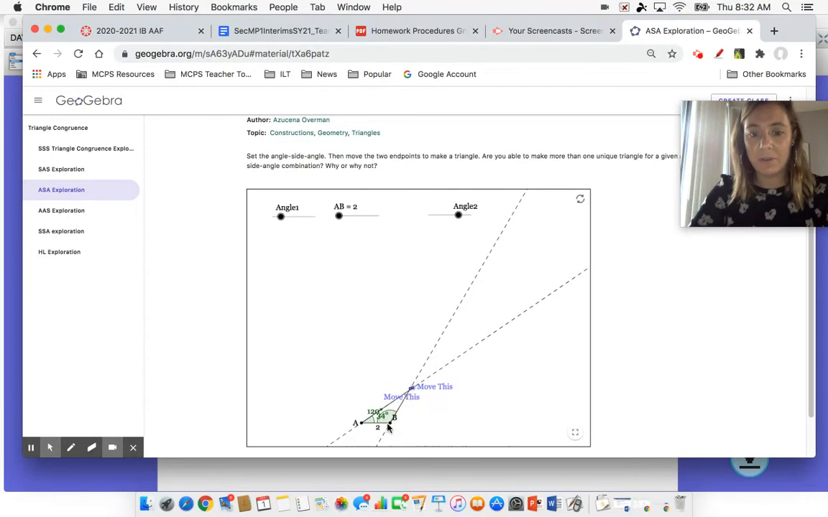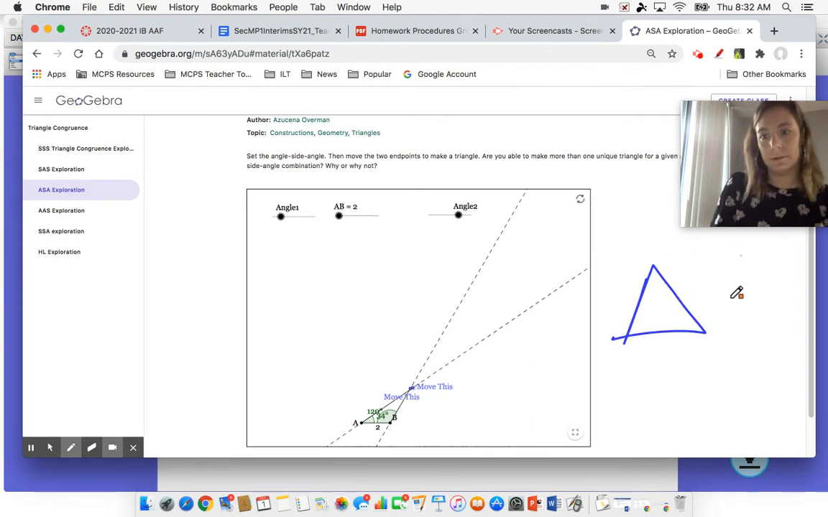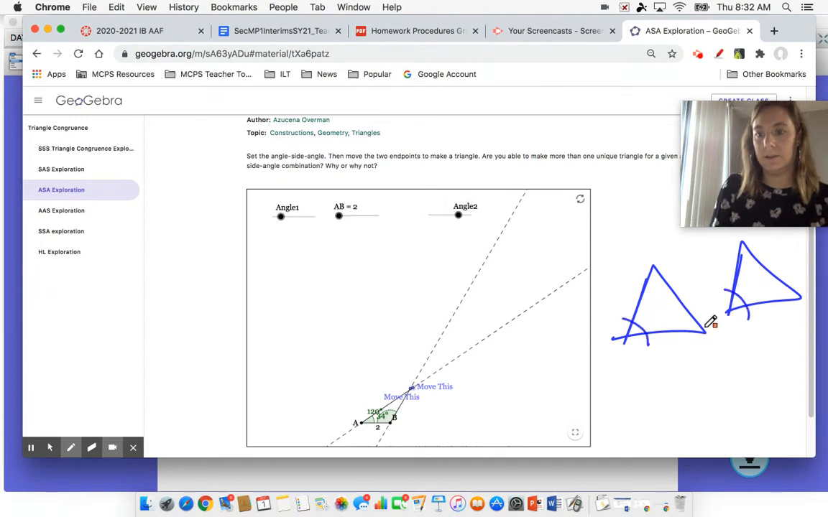If I have these two angles and this side between them, I am forced to only have two other sides. I don't need to know any other information. So angle, side, angle proves congruence. If I have two triangles, and I know this angle is congruent to this angle, I know this angle is congruent to this angle, and then I know that the side between them is congruent to each other, these two triangles will be congruent by angle, side, angle.